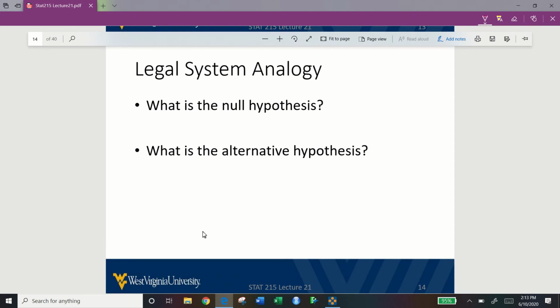Let's take a look at an analogy using the legal system. What is the null hypothesis? Well, in the legal system, a null hypothesis would be not guilty. The alternative hypothesis is guilty. Notice that innocent is not an option. You are either proven guilty or not guilty.